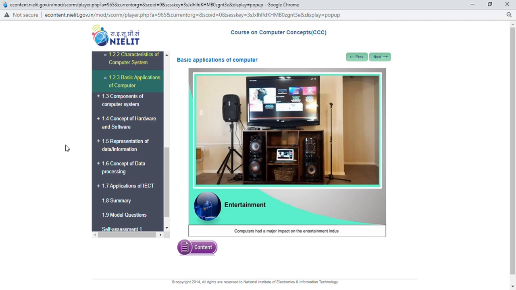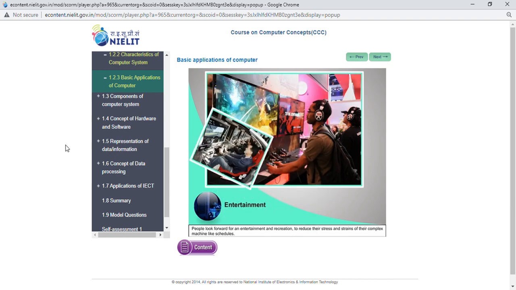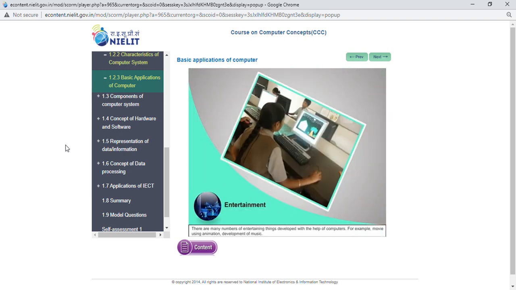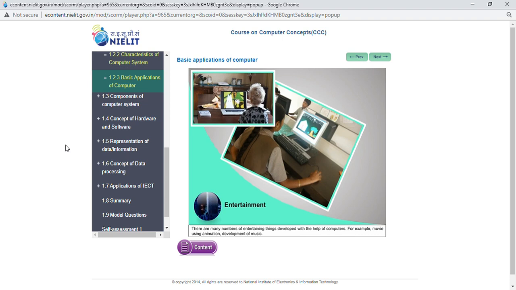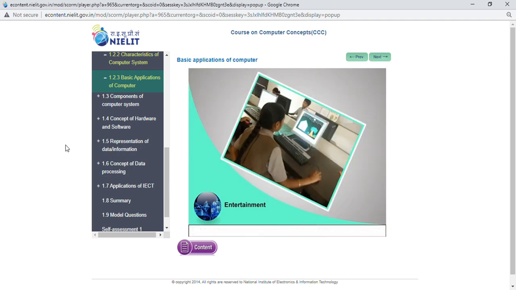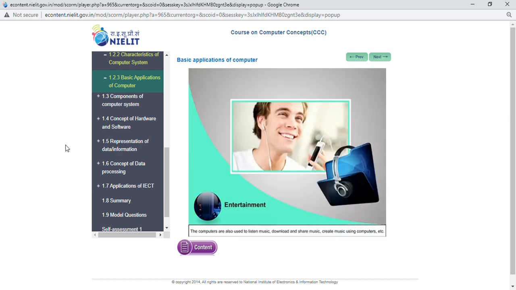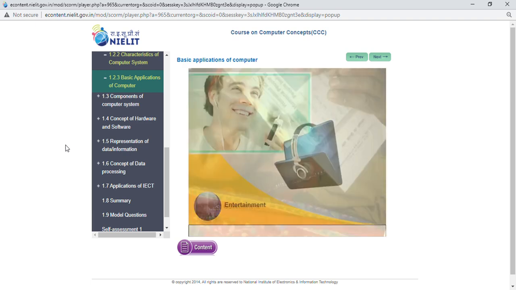Entertainment. Computers have had a major impact on the entertainment industry. People look forward to entertainment and recreation to reduce the stress and strain of their complex, machine-like schedules. Many entertaining things have been developed with the help of computers, for example, movies using animation, and the development of music. With the advent of the internet, computers are a means of entertainment such as watching shows, movies, and videos. Computers are also used to listen to music, download and share music, create music, etc.